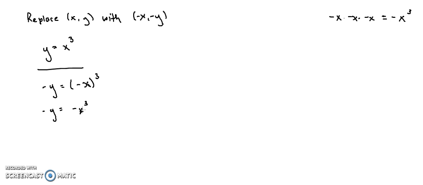So for x cubed, that negative can come out front. Now this is not the same as what we started with, but remember our trick, if it doesn't match exactly, we can multiply through by a -1. That changes all of the signs, and we do get what we started with. So this is symmetric to the origin.